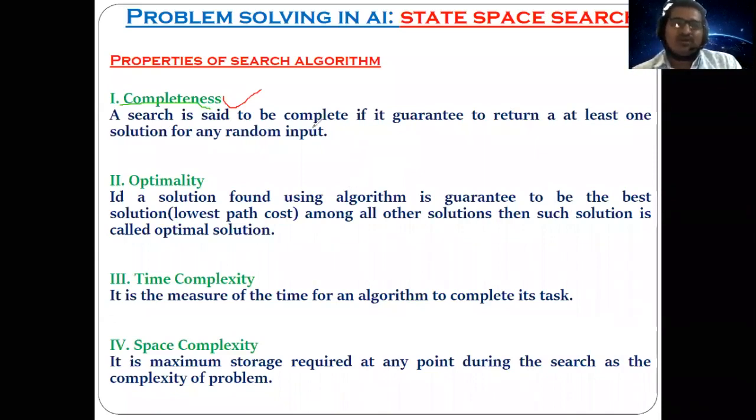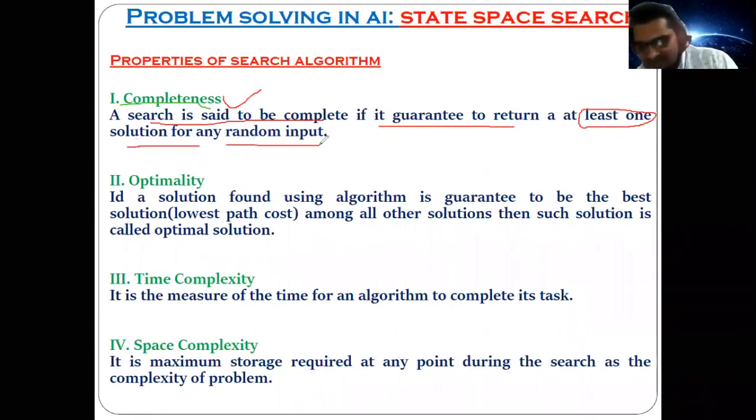Means for the given problem that you are solving, if you give any kind of random input, at least one solution you must get. That's why I have written here, a search is said to be complete if it guarantees to return at least one solution for the random input. If it is not able to give you any kind of solution, can we call it completeness? No. That is considered incomplete. Understood the first property?